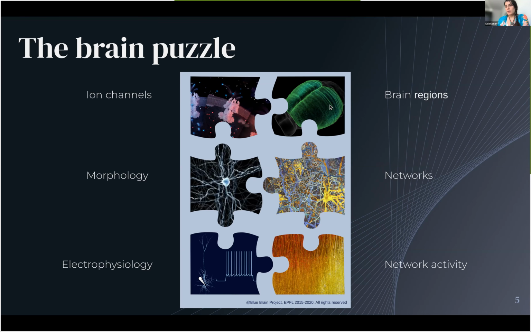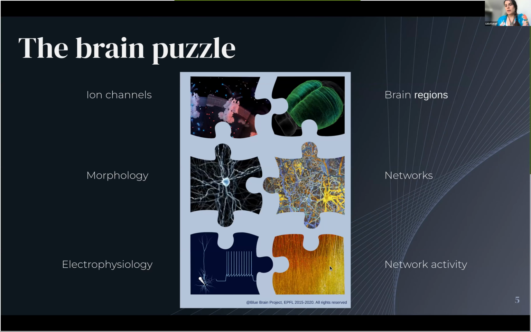Then at the level of networks, we have brain regions. So the brain can be separated into different regions. If we go deeper into each one of these regions, we see neuronal networks that form between the neurons, and they generate the neuronal activity that we observe.